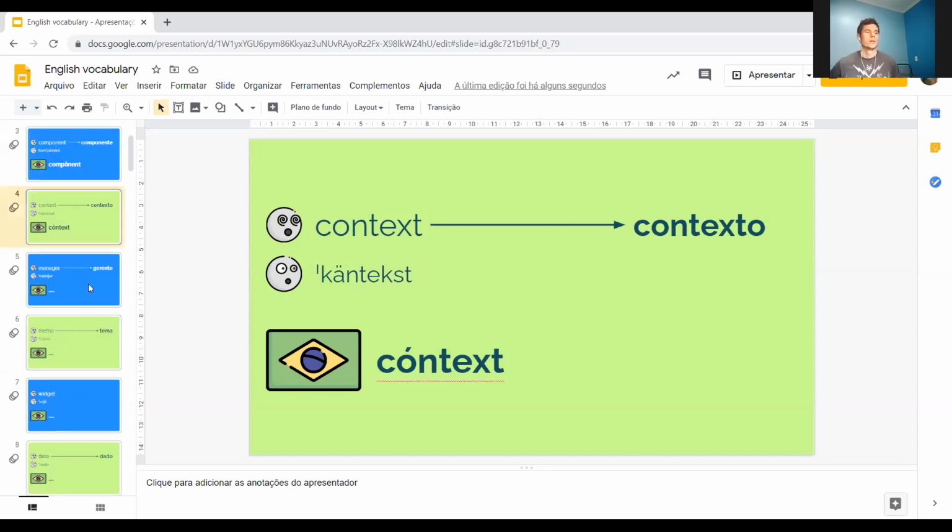Okay, next one. Now you can use that, the context that, instead of in which. You can use that, but they have a slightly different meaning. If you say in which, you're talking about something that is in the context. If you say that, then you're just talking about the context. You're not saying that something is in the context.